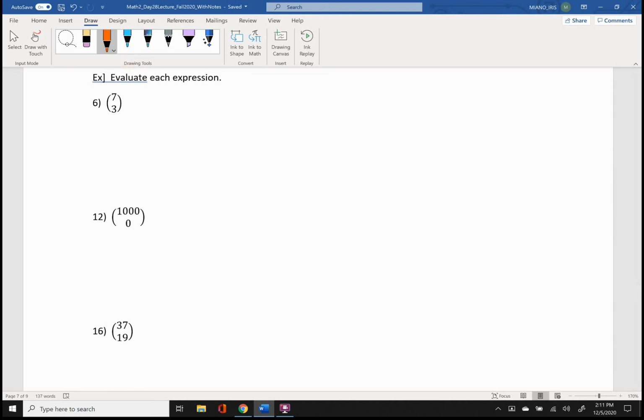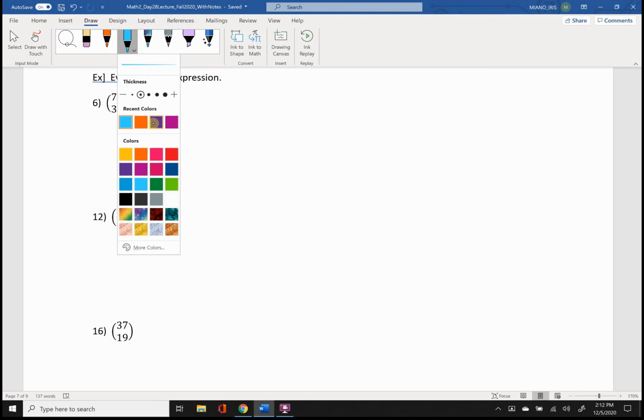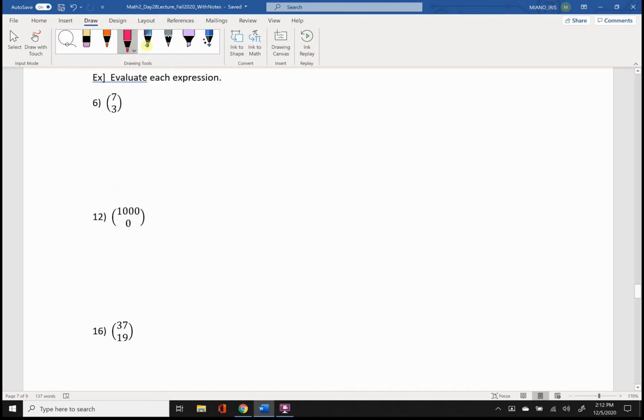So we're going to start off slow and easy with 7 chosen 3 at a time. How many ways can you do that? Okay, so let's give ourselves a good color. We'll go hot pink with it. Why not? That looks cute.